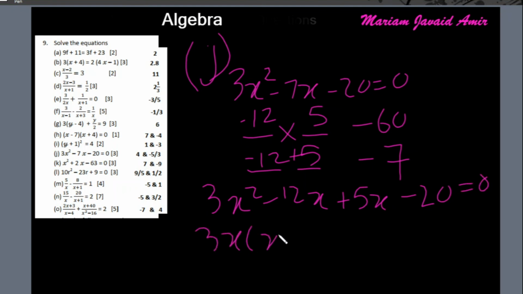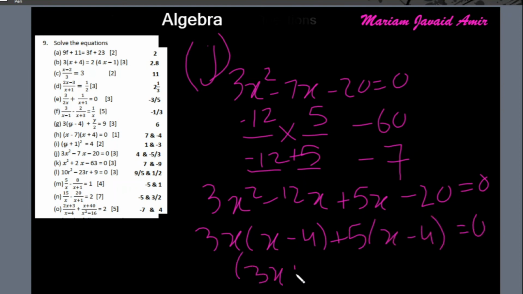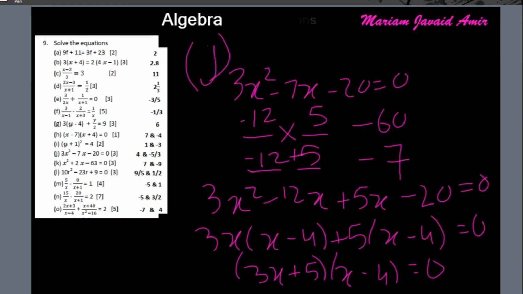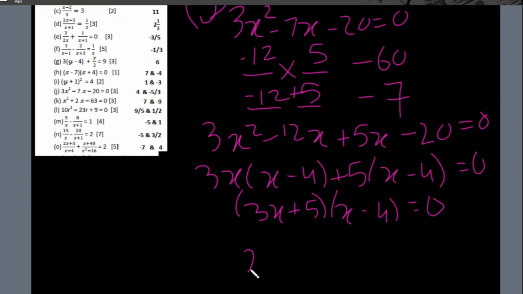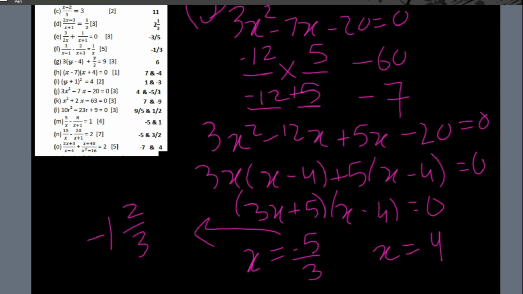3x is common, x minus 4 plus 5 is common, x minus 4 equals 0. So I get 3x plus 5 bracket x minus 4 equals 0. This will give me two answers. One will be x equals minus 5 over 3. Equate both the brackets to 0 and we get these answers, minus 5 over 3 and 4. Yes, and it's better to write it in mixed form, minus 1 whole 2 by 3. Okay.